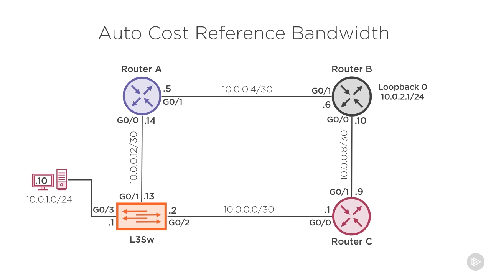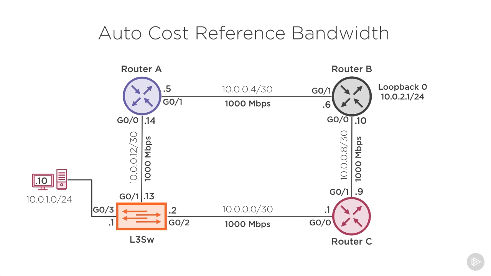Let's start off by discussing the auto cost reference bandwidth in OSPF. So here I have 4 routers set up. One of those routers is my layer 3 switch, and this is a fictitious environment right now. My lab does not have routers with gigabit Ethernet interfaces on them, but there are routers out there that do have gigabit Ethernet interfaces on them.